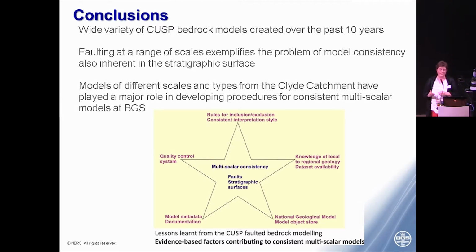And within that, it means that people doing modelling really need to know a lot about the local to regional geology and all the data sets that are available. And this is all working towards putting all these models together into a national geological model and holding all these different modelled objects together in a modelled object store.